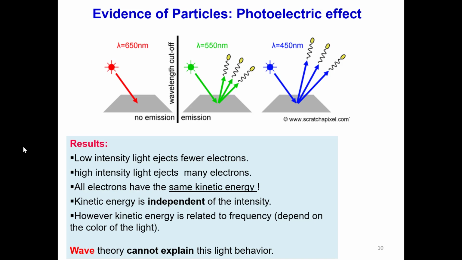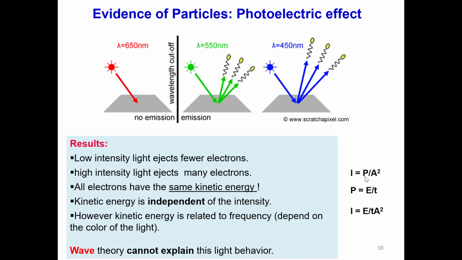And also, after he collected the measurements, he found these results. First, low intensity light ejects fewer electrons. High intensity light ejects many electrons. However, all the electrons have the same kinetic energy. It means the kinetic energy is independent of the intensity. Let's try to understand these first points.